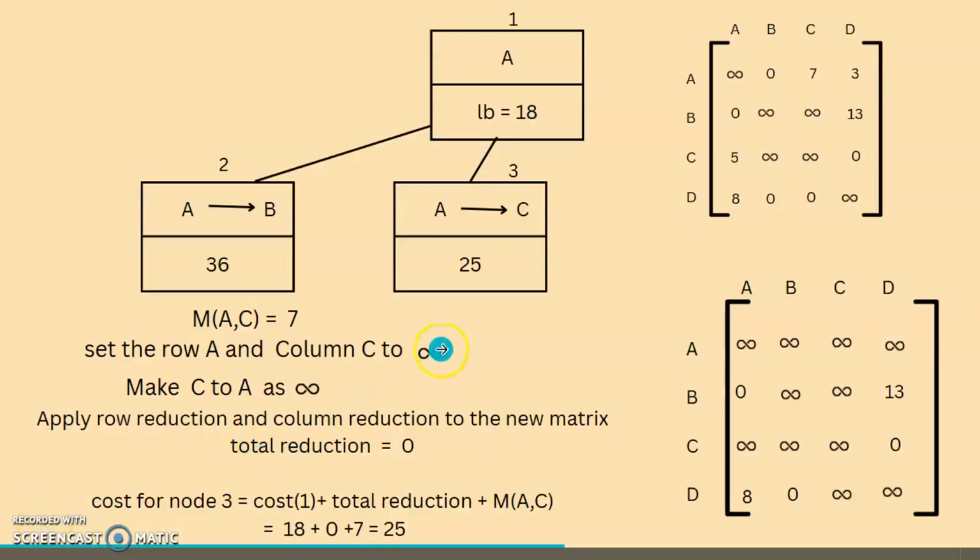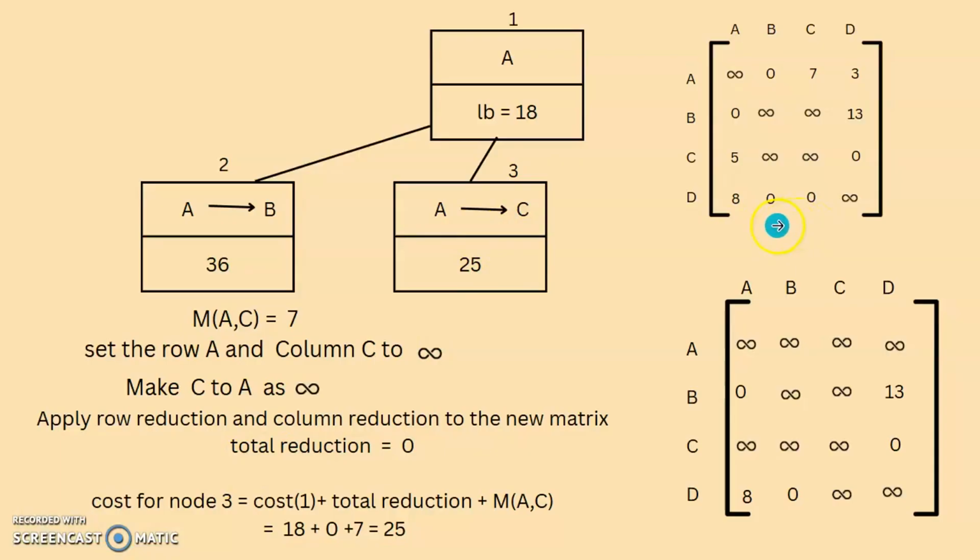The next calculation is A to C. The matrix obtained after first row reduction and column reduction is used as a reference in this calculation also. So this matrix will be used as reference. Now find the distance of A to C in this matrix. The entry is 7, so take the value here, and in this matrix make the row A and column C infinity. That is what we have done here in this matrix.